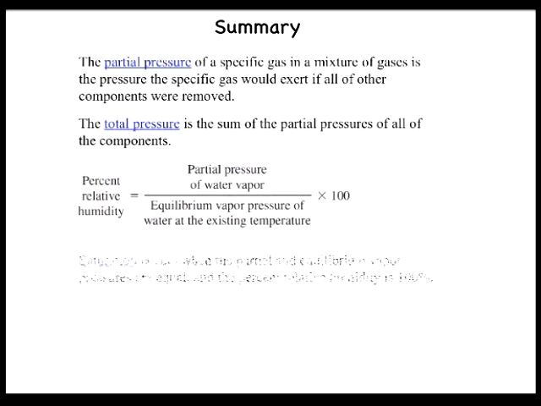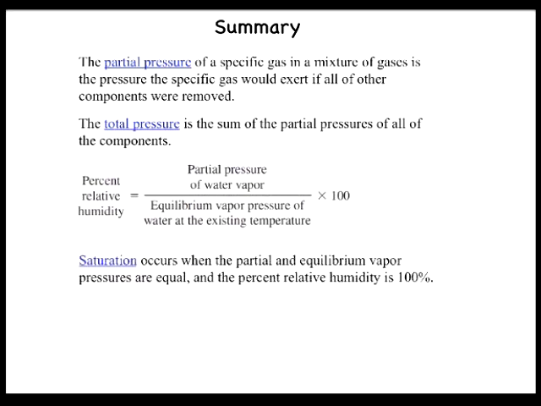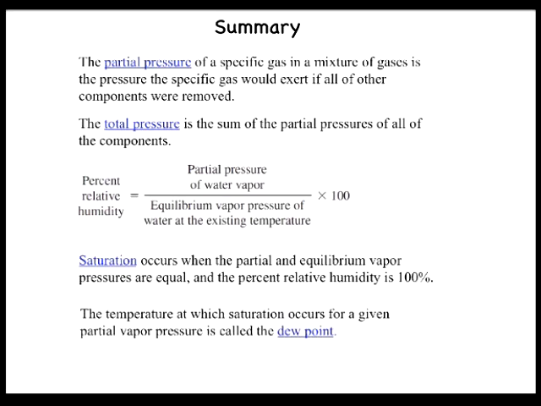Next, saturation occurs when the partial and equilibrium vapor pressures are equal, resulting in a relative humidity of 100%. Finally, the temperature at which saturation occurs for a given partial vapor pressure is called the dew point, and is the temperature at which dew or fog will form for that partial pressure.